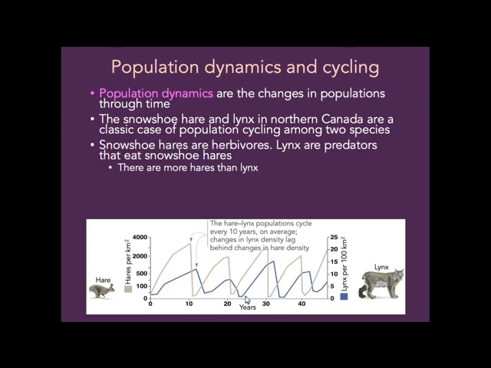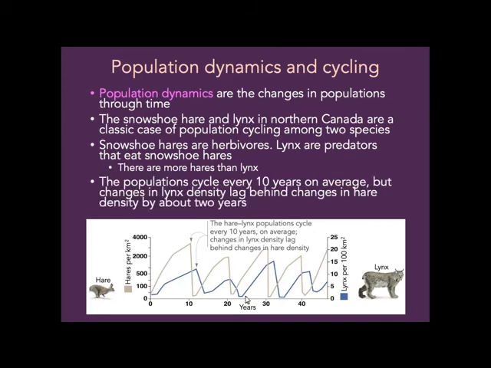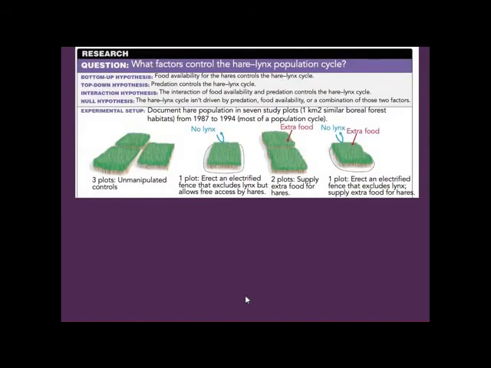I should have mentioned the hares are herbivores and the lynx are predators that eat the hares. So there's always going to be more hares than lynx because a lynx needs more hares to live. And then the cycle itself is a 10-year cycle, but the lynx tends to lag a couple of years behind the hares. So people have looked at what factors control the hare lynx population cycle.